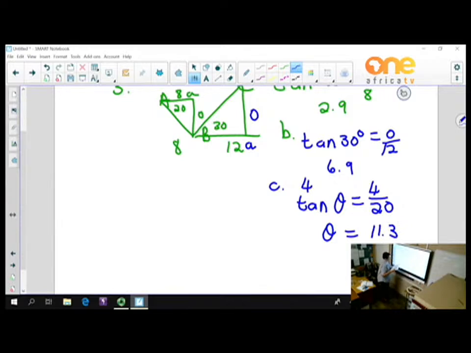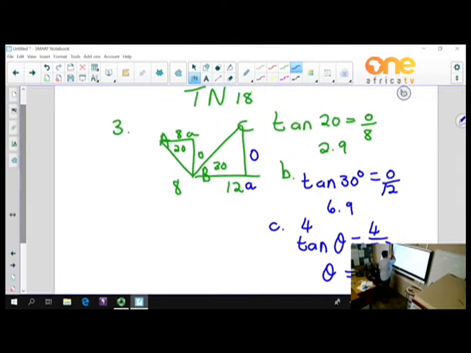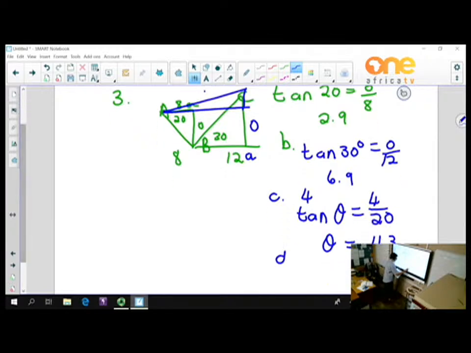And then they say the shortest distance between A and C. Now, if we look at the picture, the shortest distance between A and C will eventually be that distance there. That would be the shortest one to get then there. Number D, I will do that with Pythagoras. And the answer is then 20.4.